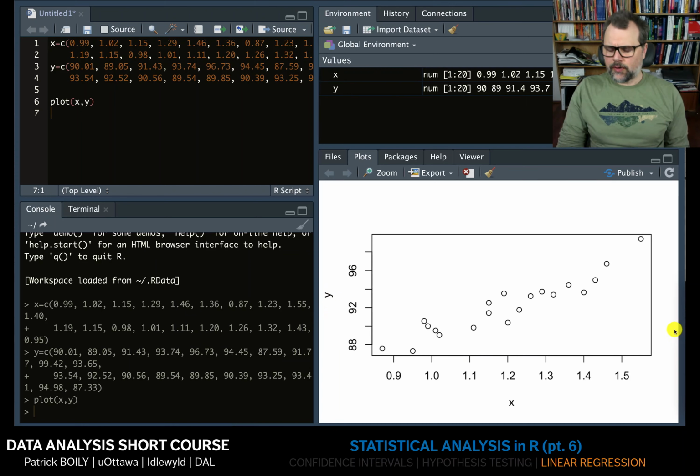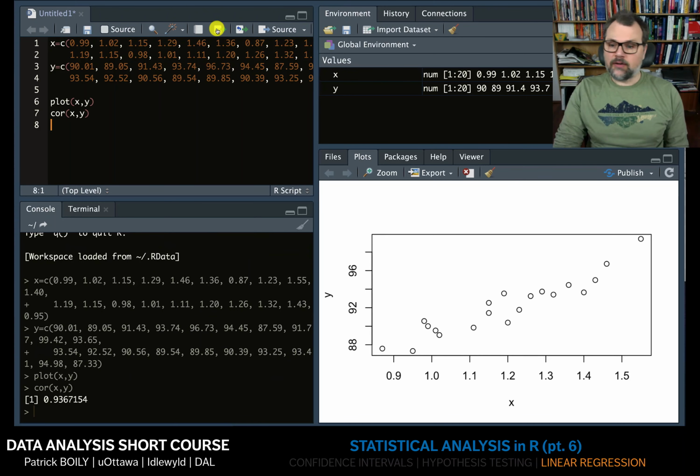You compute the correlation coefficient. In R, you do so using the COR function. Be careful, there's a function called COV, the covariance, which measures something that is somewhat related to the correlation, but it is not the same thing. You get a value of about 93.7%.